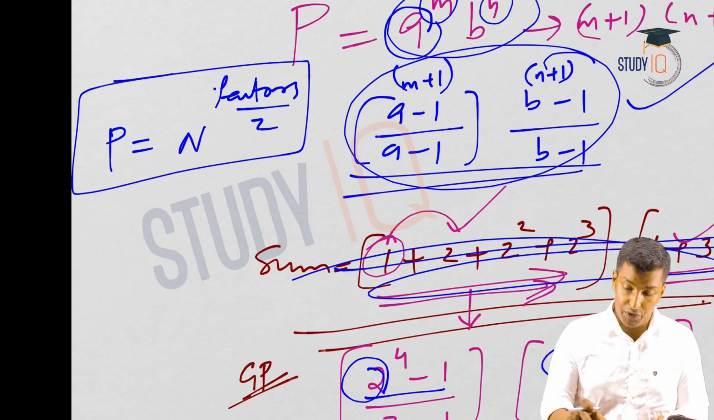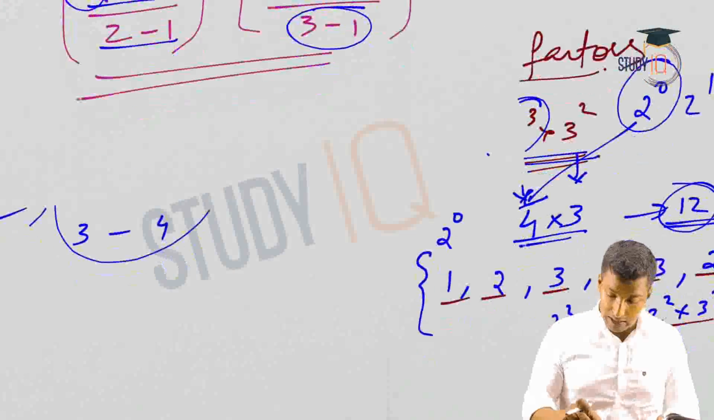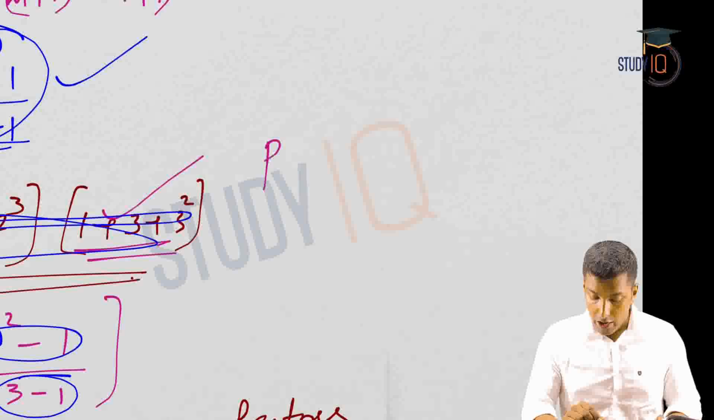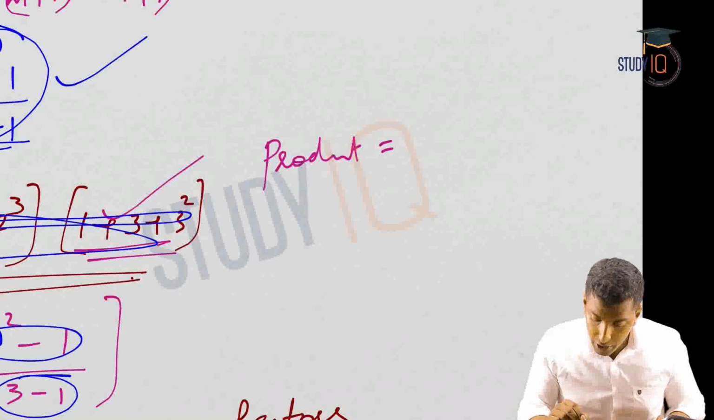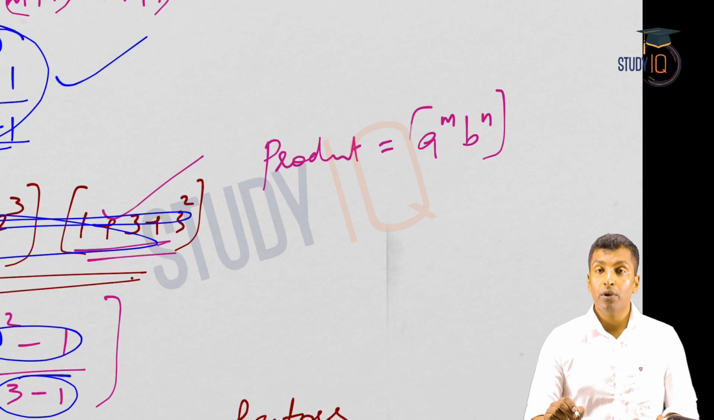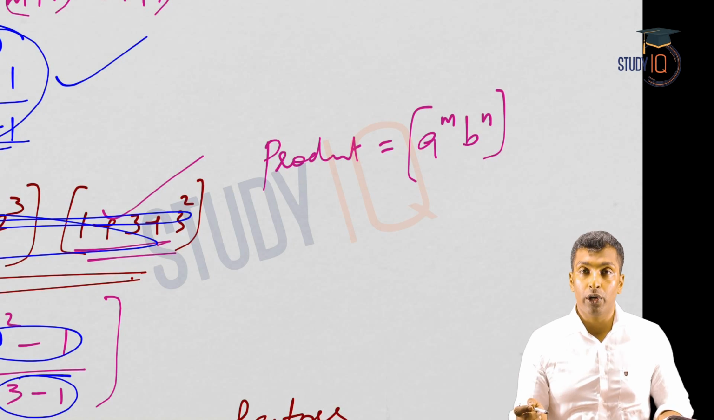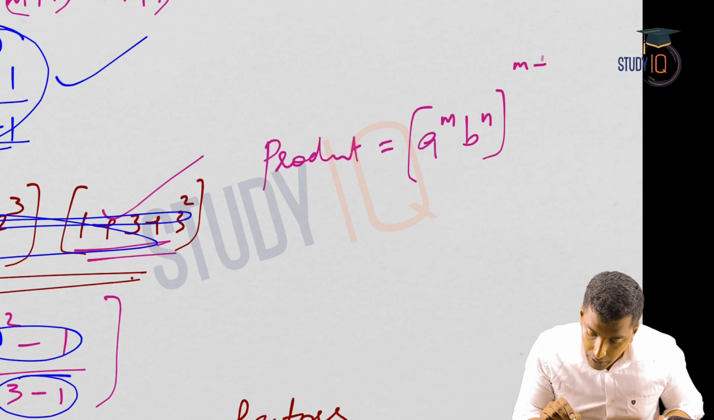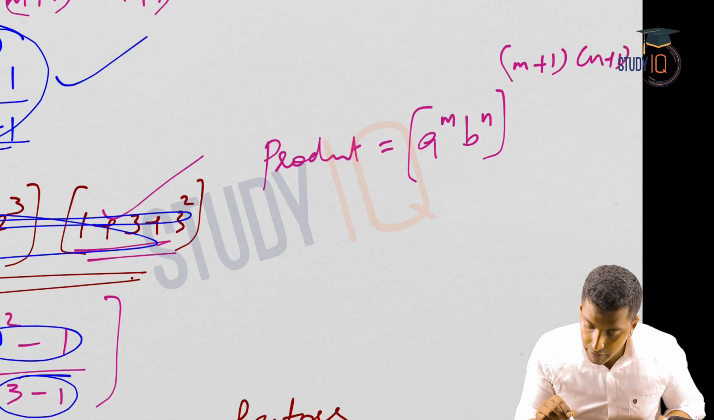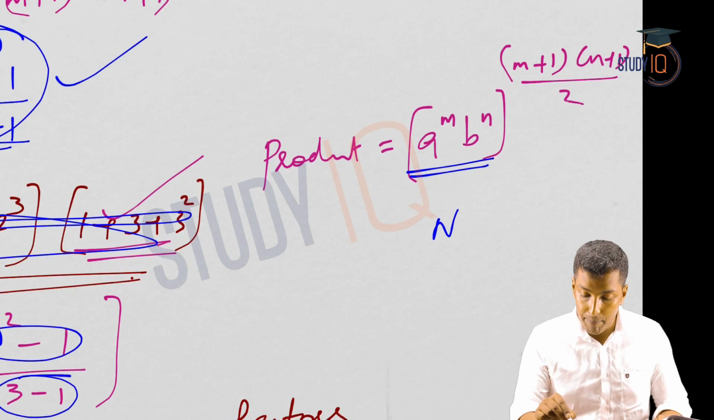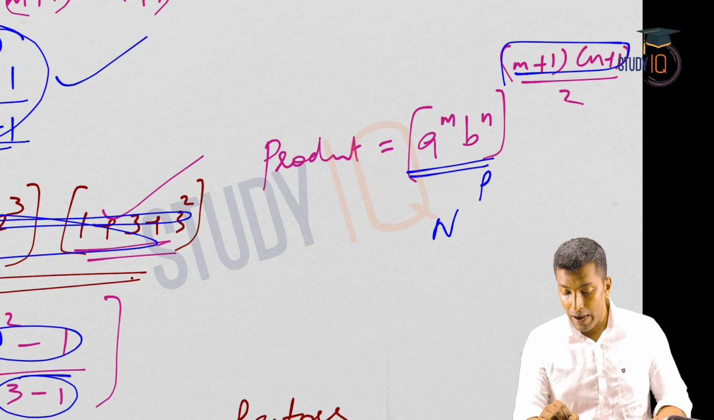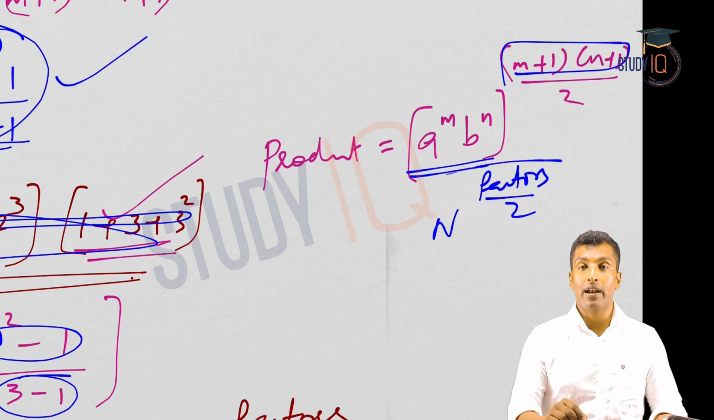This is the product. Now if you want to name it as a formula, you need to write like this: product is equal to number. The number you will write like this: a raised to m, b raised to n, raised to number of factors. That's what I told you. You will write it as m plus 1 into n plus 1 divided by 2. But what is this a raised to m, b raised to n? That is your number. What is this m plus 1, n plus 1? That is the number of factors divided by 2. So directly you can write like this.